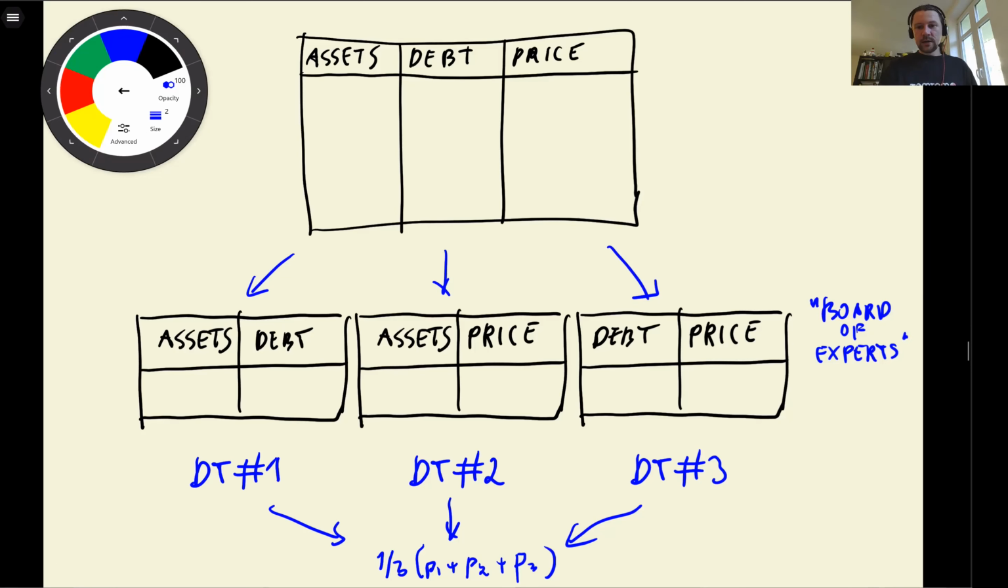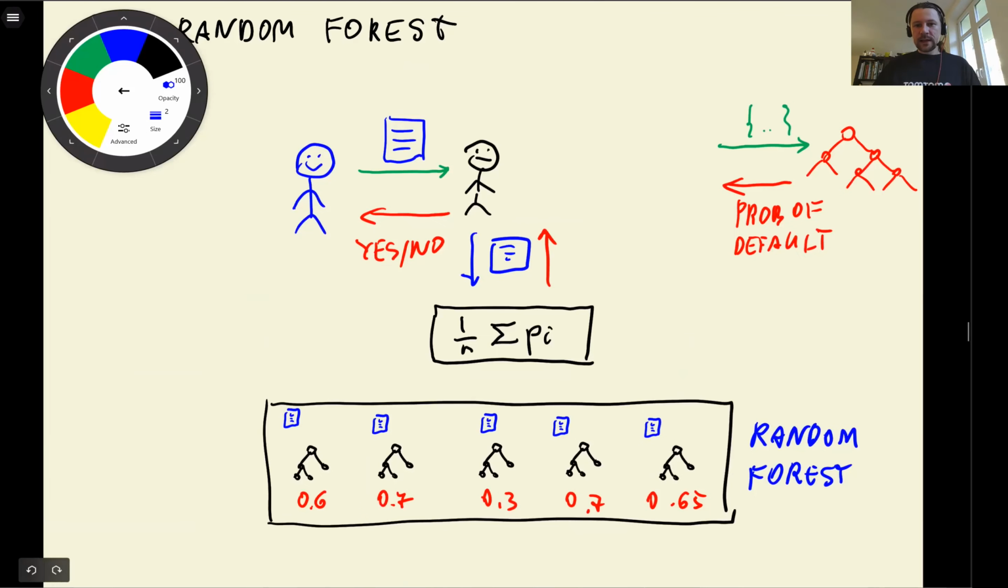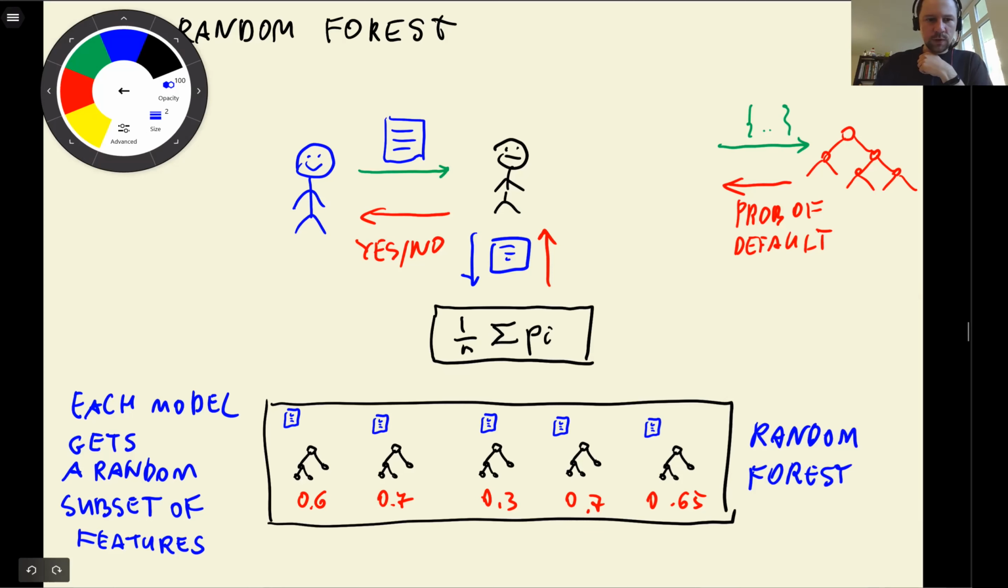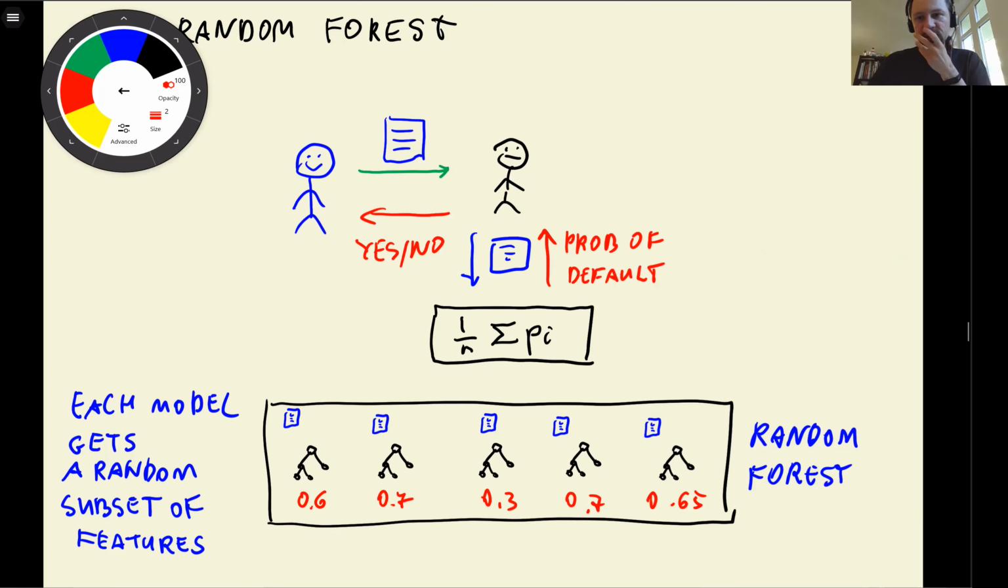And the idea here, of course, is that because we only had 3 columns and we wanted to train 3 models, we couldn't really select features randomly, but the idea is that features are always selected randomly. So each model gets a random subset of features. And here the response will be probability of default as well. Yeah, so this is the main idea behind random forest.